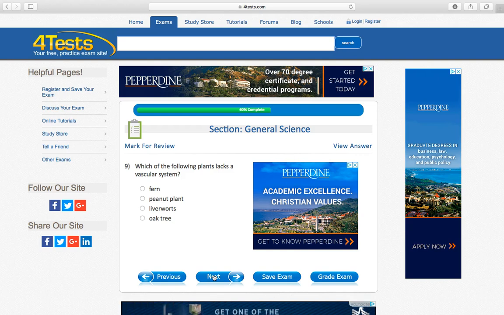Which of the following plants lacks a vascular system? So this is probably the hardest question so far. Liverworts are bryophytes, which are characterized by lack of a vascular system. So that's going to be your answer. It's one of those where you just sort of had to know. It's a tough question, but that's the answer.